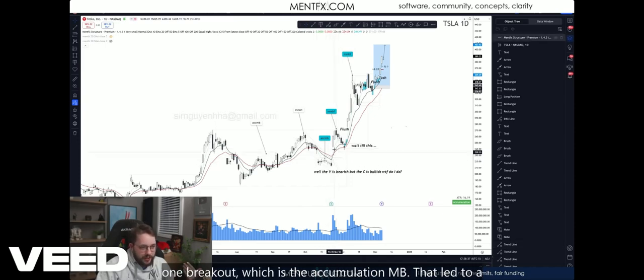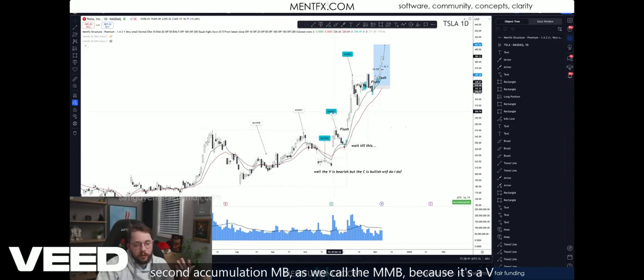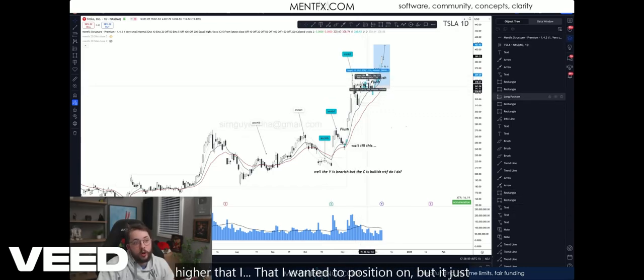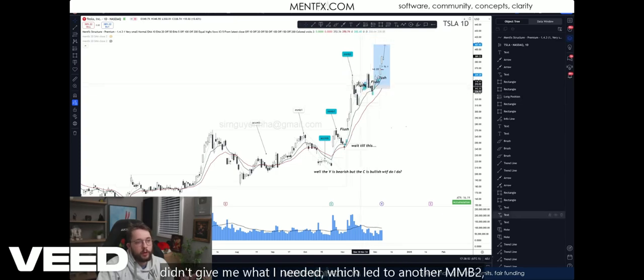The V led to the stage 1 breakout, which is the accumulation MB. That led to a second accumulation MB, which we call the MMB, because it's a V time frame. MMB1 led to the move higher. MMB2 led to a move higher that I wanted to position on, but it just didn't give me what I needed, which led to another MMB2, which was really clean.